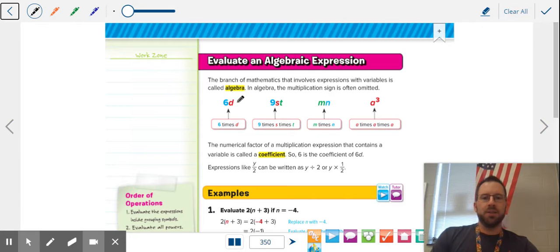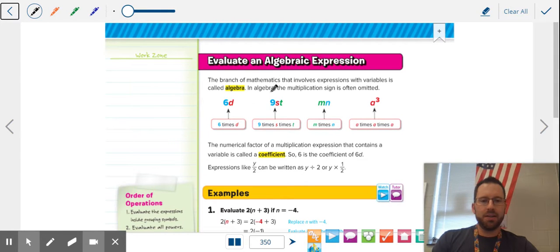When you have multiplication, the easiest way to show multiplication is you take a number and a variable and just attach them. This says 6 times d. You can have multiple letters and numbers attached. You can have just letters attached showing multiplication. And then, of course, you can use an exponent to show multiplication. This says a to the third power, which means a times a times a.